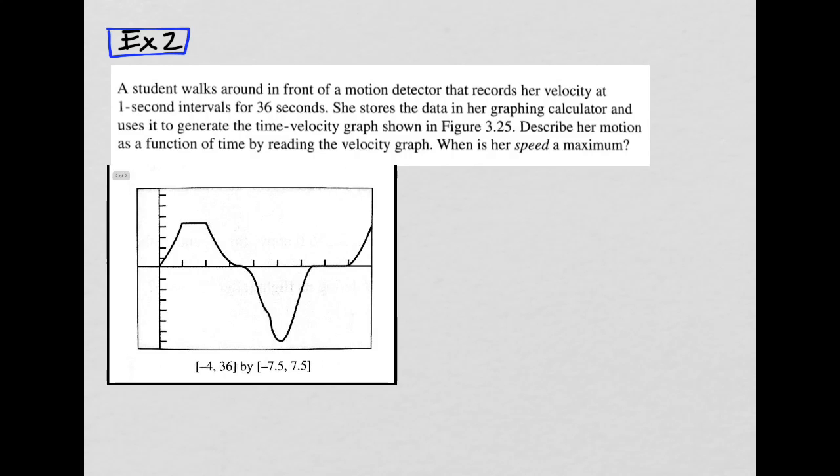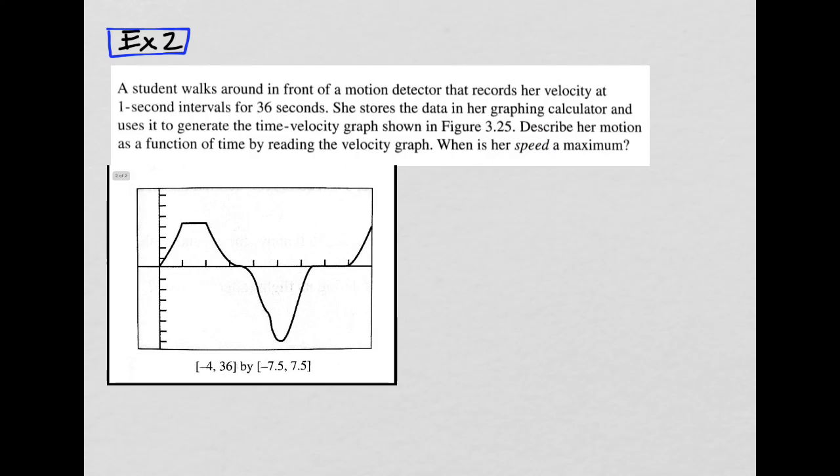She stores the data in her graphing calculator. What a nerd. And uses it to generate the time velocity graph shown in this picture. So this is a time velocity graph. Describe her motion as a function of time by reading the velocity graph. And then when is her speed maximum? Speed. Ooh, speed. So it's talking about just no direction.